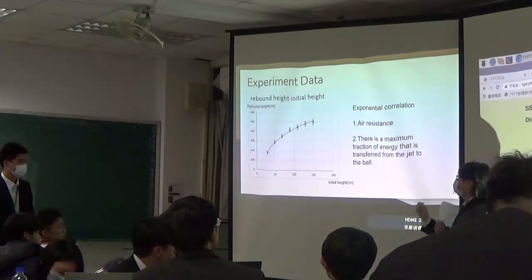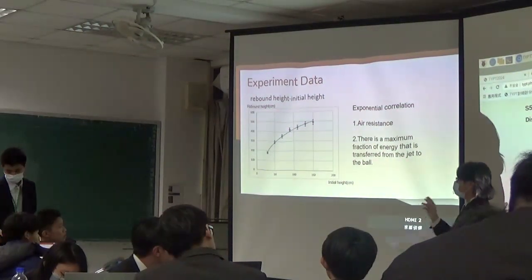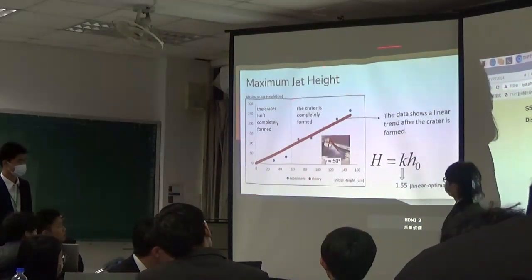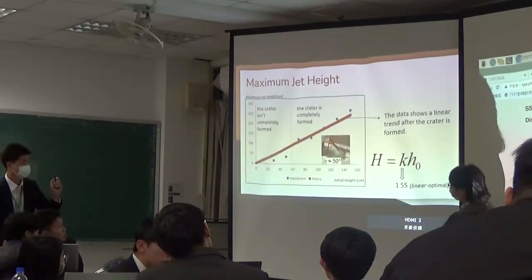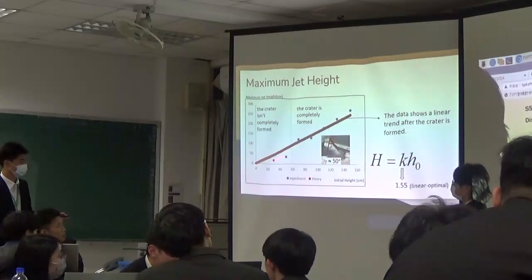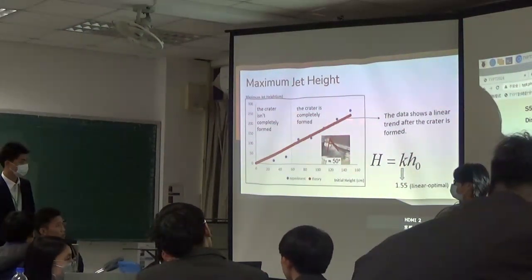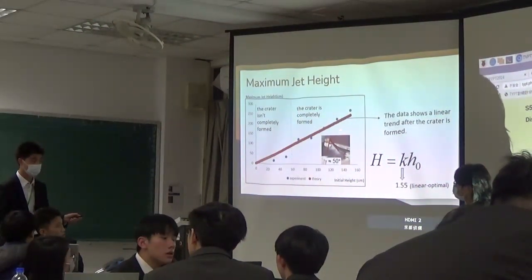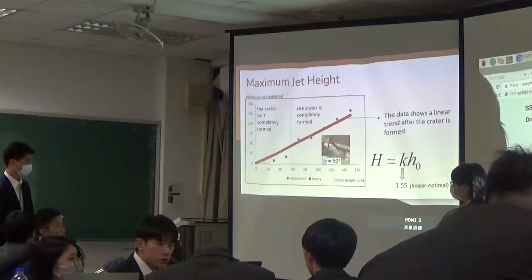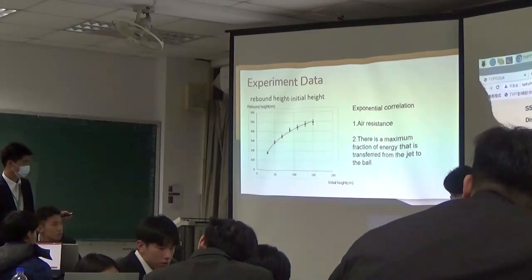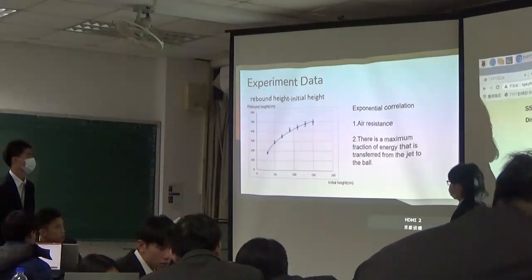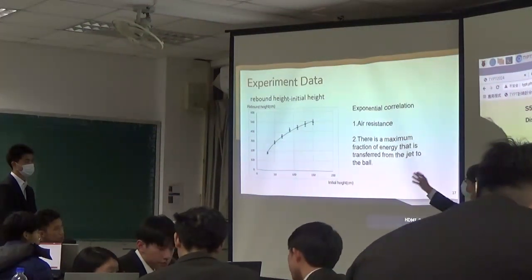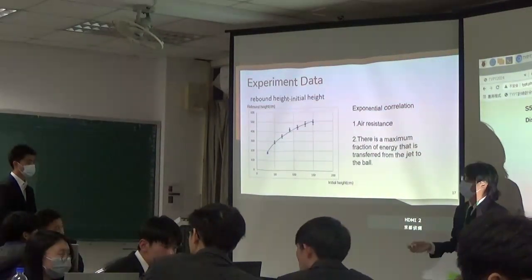Could you explain more about the maximum height and the rebound height, the relationship between them? I didn't really understand the maximum height. Yes. Now this is the jet that pushes the ball. So the jet shows a linear trend. But the rebound height doesn't show the linear trend because there is a maximum fraction of energy that is transferred from the jet to the ball. Not all of the energy is transferred. So although this shows a linear trend, the one here shows the exponential trend. Okay. So there will still be a limit on the rebound height. So that also corresponds to my opinion.